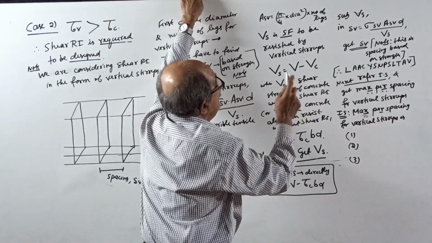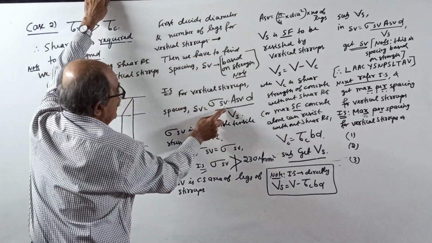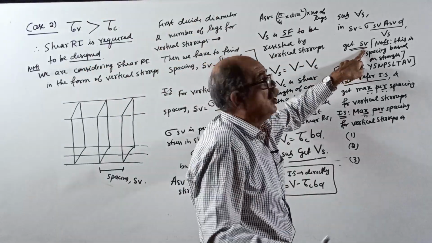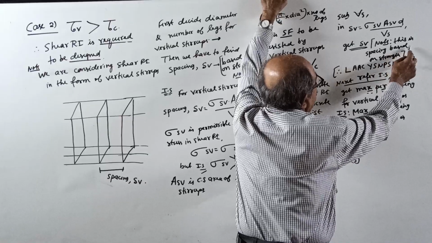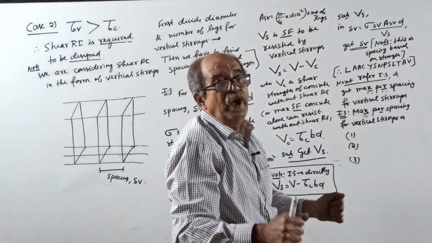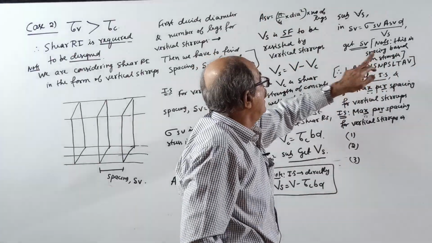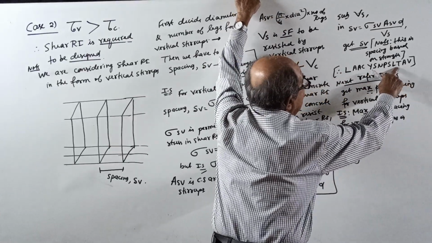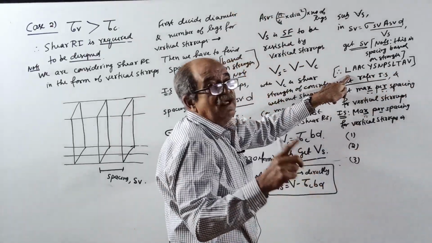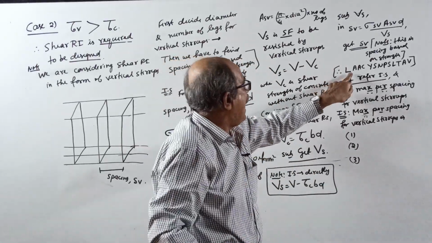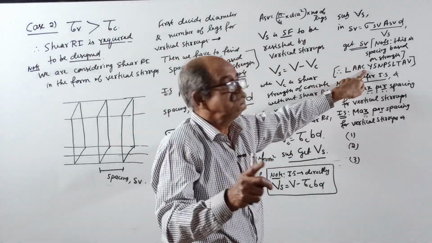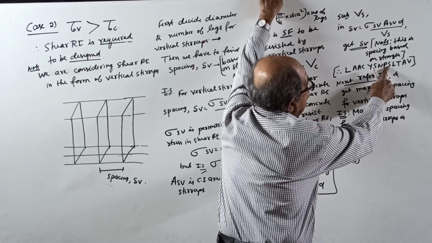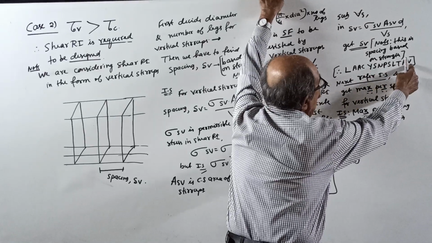Now, once you get VS, substitute in this equation, everything is known. Get the spacing SV. Note, this is spacing based on strength. Very, very important. No. Therefore, later, see, no space here, something I wrote, I will dictate. Later, at any cost, you should never provide spacing less than above value.